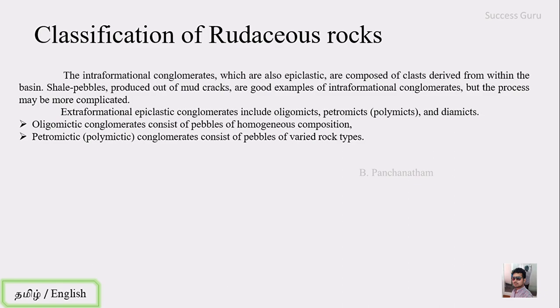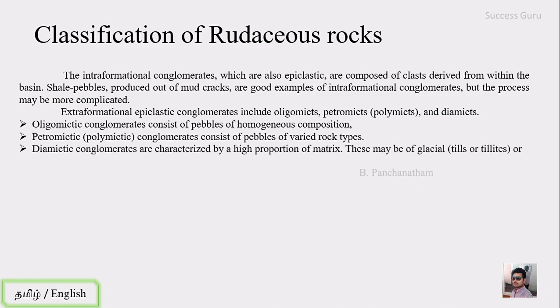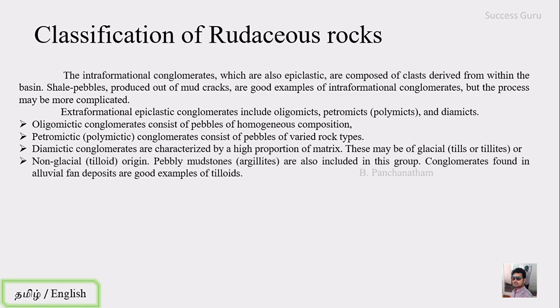Okay, so if the conglomerate has grains of the same minerals, it is called oligomictic. If it is composed of different minerals or different rock bases, then it is called polymictic or petromictic. Diamictic conglomerates are characterized by a high proportion of matrix. These may be glacial, say tills or tillites, or of non-glacial origin, called tilloids. The pebbly mudstone, that is argillite, is also included in this group. Conglomerate found in alluvial fan deposits is a good example of tilloids.